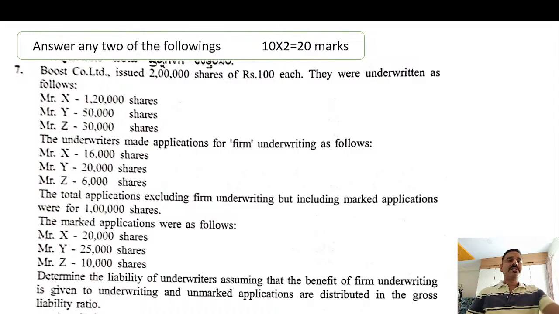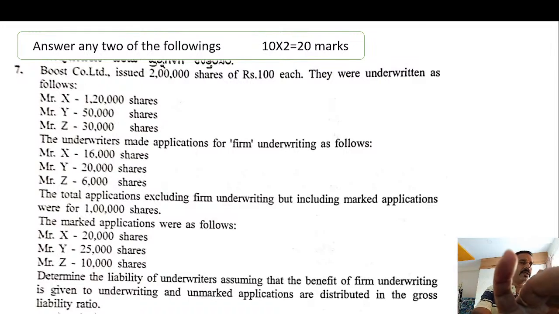Okay, let's see. Boost Company Limited issued 2 lakh shares of rupees 100 each. They were underwritten as follows: Mr. X, Mr. Y, Mr. Z. Directly they are given how much liability they took. On this basis you have to calculate the gross liability ratio. Why are you going to calculate the gross liability ratio? To distribute the unmarked applications. Here there is a firm underwriting also.